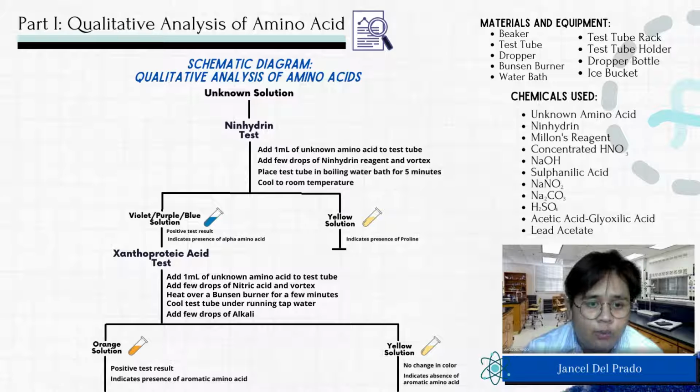The solution has now become yellow, but it does not indicate the end of the test. Once it has cooled down, we then add a few drops of alkali into the test tube. This would result in 2 different outcomes. An orange solution indicates that there is an aromatic amino acid present within the solution. However, if no change can be observed after the addition of the alkali, or if it retains the yellow color, this means that the solution has no aromatic amino acid within the solution.